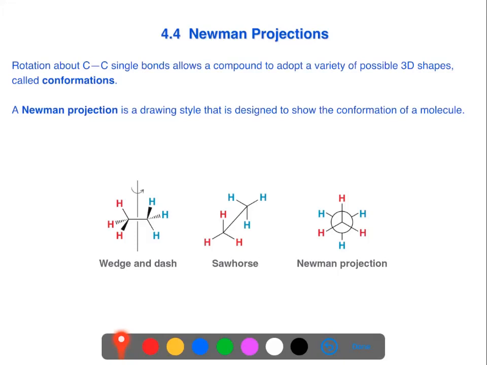So the Newman projection is really yet another way to draw an alkane in this example, and to show the three-dimensionality, the potential interaction of groups that are attached to neighboring carbons. We're going to use the Newman projection as a way to show the conformation of a molecule.